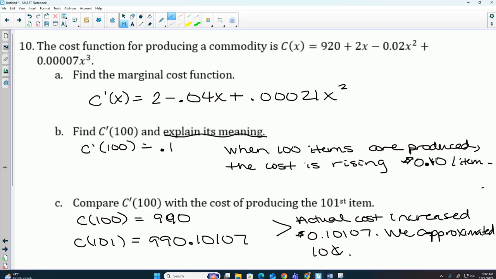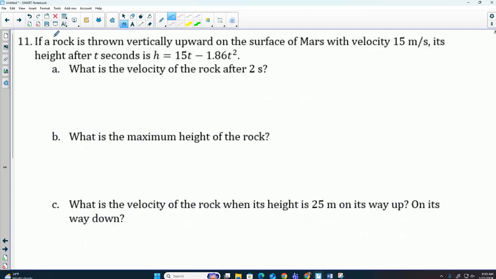Guaranteed to have probably one of these cost problems. Do you know what marginal cost is? Can you explain what the marginal cost is? Can you compare it to the true change? We've also done a lot of the velocity problems, so we'll probably have something related to that. If we have position, how do we get velocity?